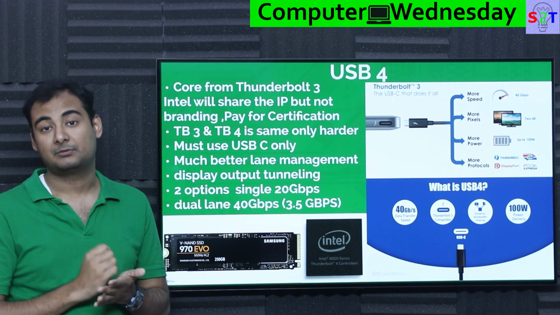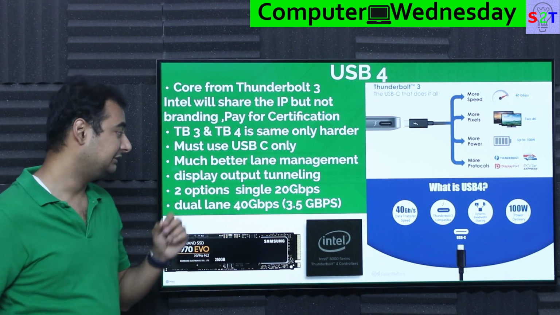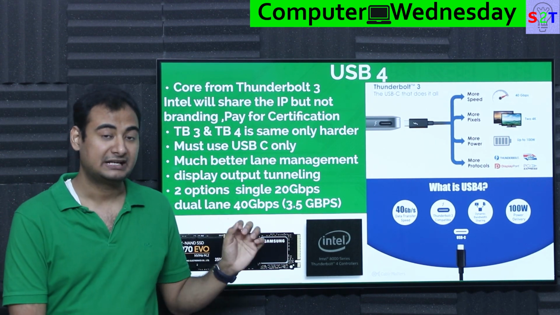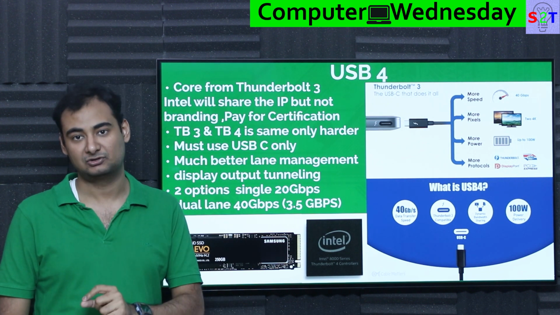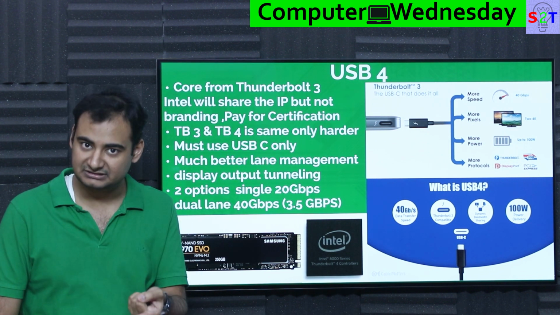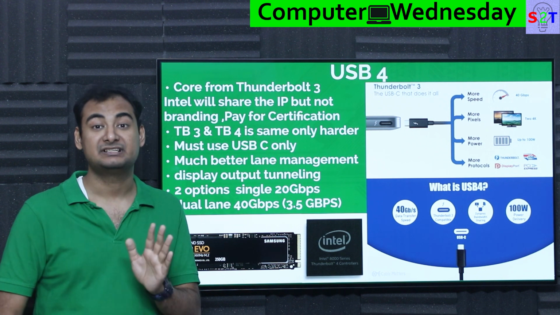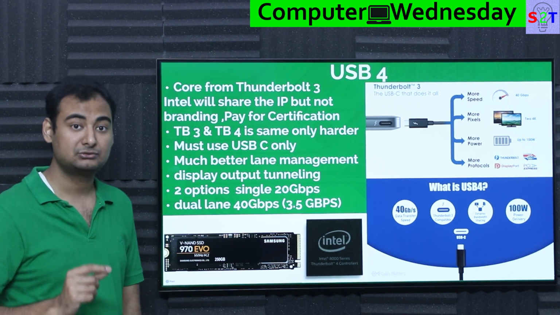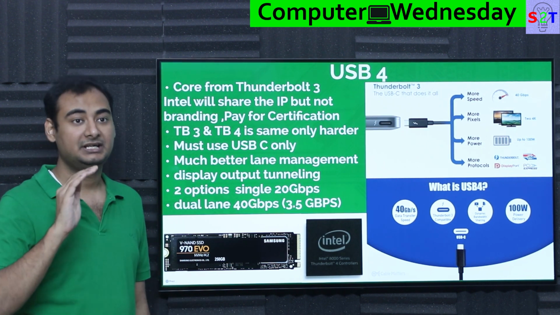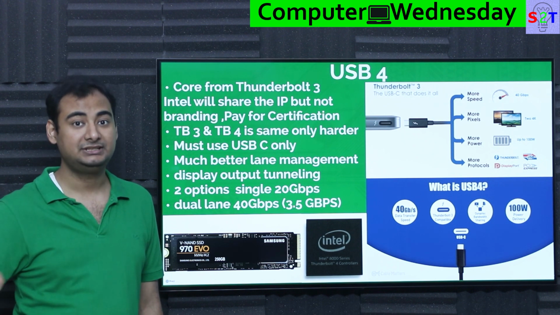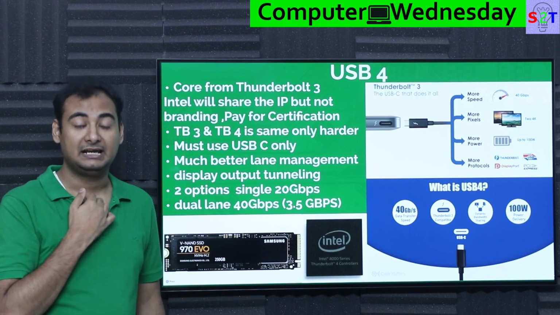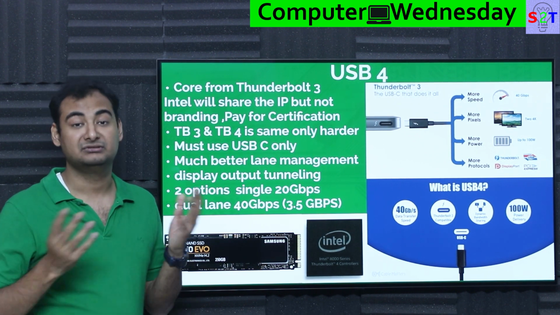However, be very mindful, even though the protocol has been shared, the IP has not been shared, meaning the intellectual property claim you cannot make. Meaning, if you use USB 4, you cannot say my device is a Thunderbolt device. You can say it is compatible with Thunderbolt 3, but you cannot say it is Thunderbolt. For that, if you want to claim USB 4 and Thunderbolt 3, you have to pay money to Intel, and that's why Thunderbolt adoption is not universal.